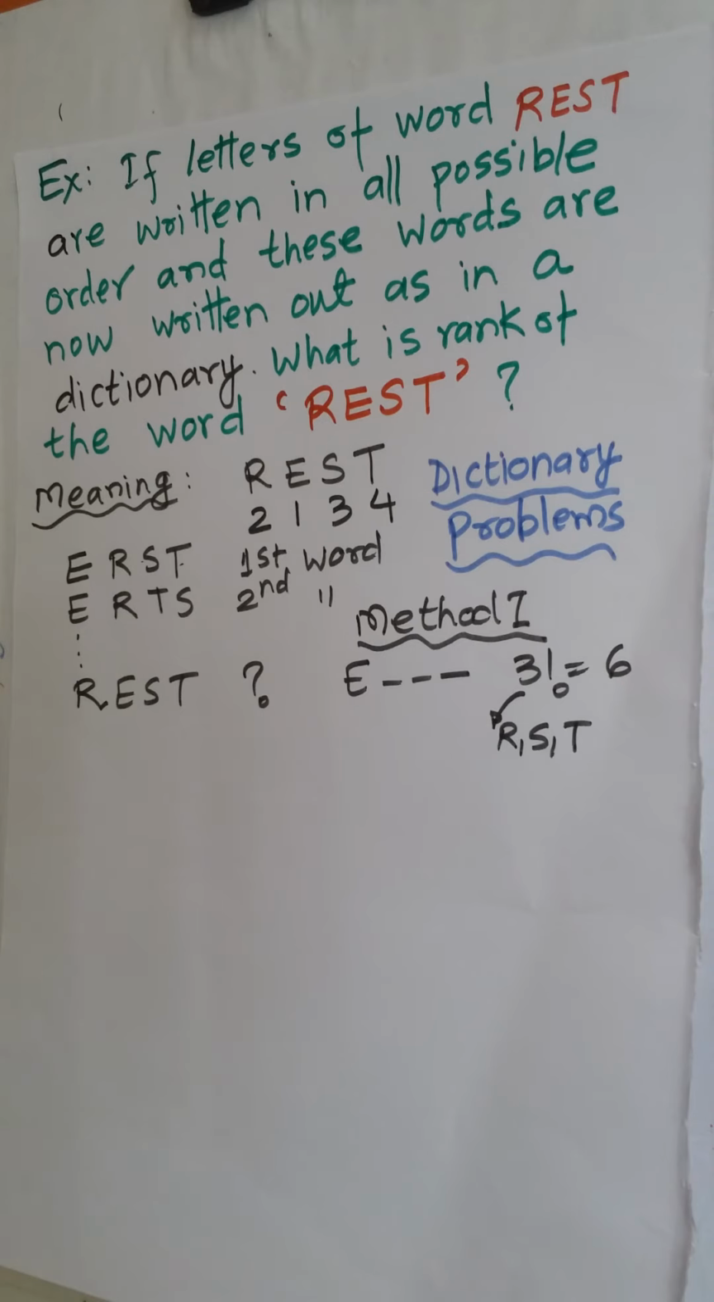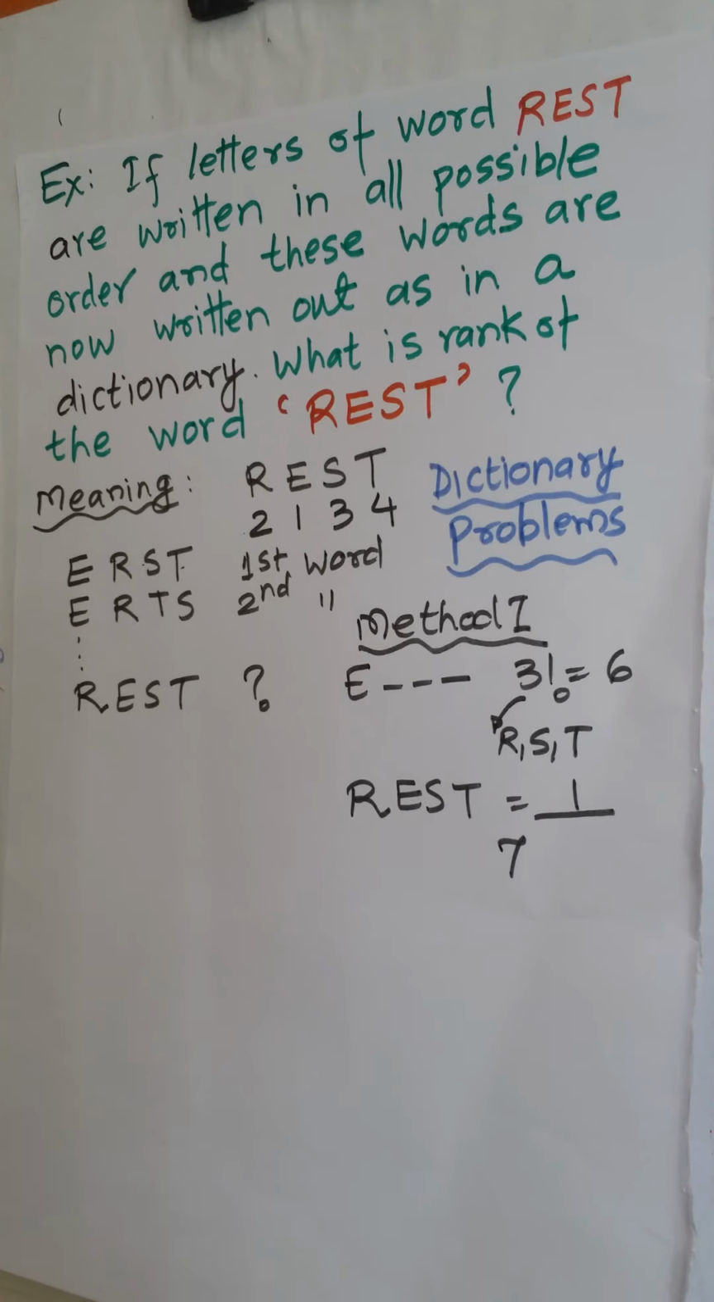After E comes R, so we write R. Then what is the next letter? When R is fixed, what are the other three letters? Again, from left to right in increasing order of their relative rank, the first one would be E, followed by S, followed by T. So 6 plus 1 is 7.